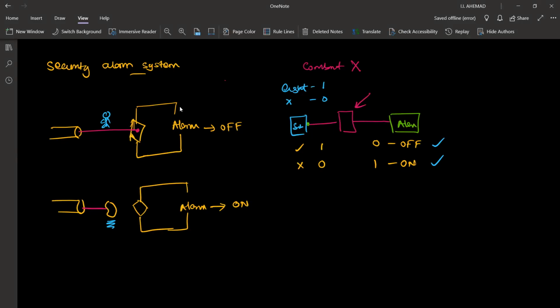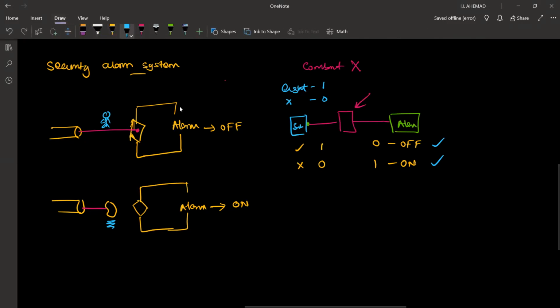When light is falling, it's 1 and the alarm is 0, so it's off. When something is blocking this light, it should become 0, so the alarm will go to 1. And when the light falls on the sensor again, still it has to remain at 0. This will go to 1 because this is the output from the sensor, right? So this will become 1, but the alarm also has to be 1. It has to be on.